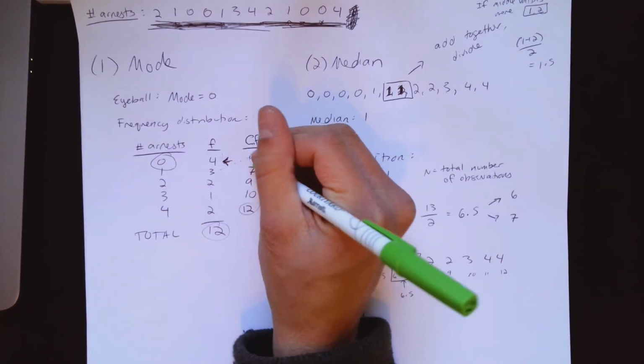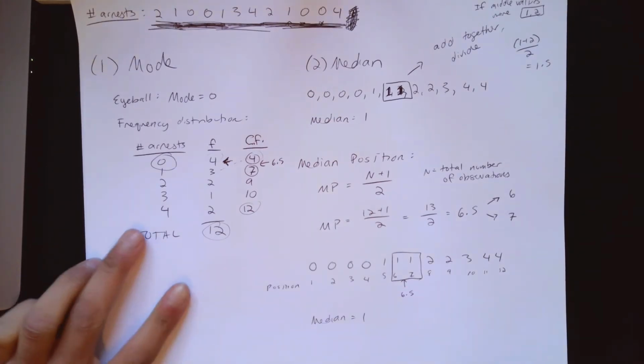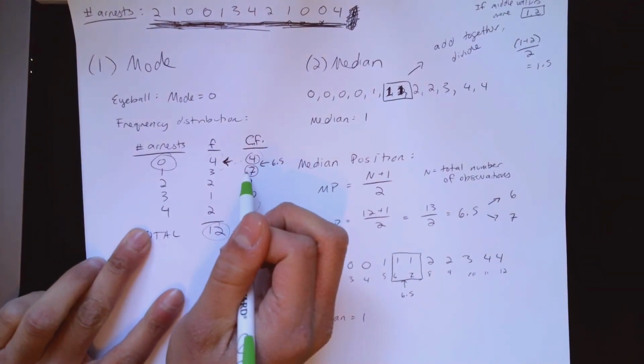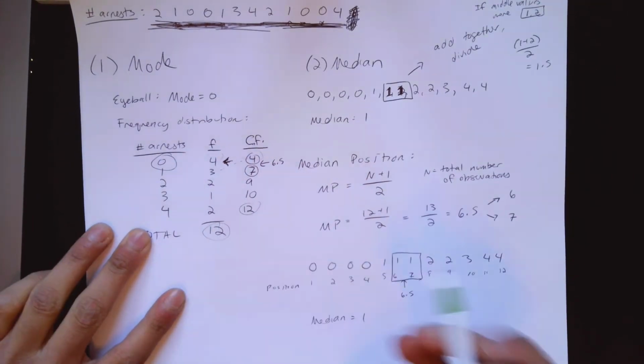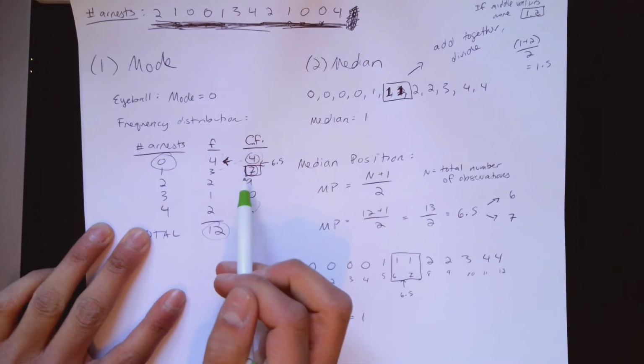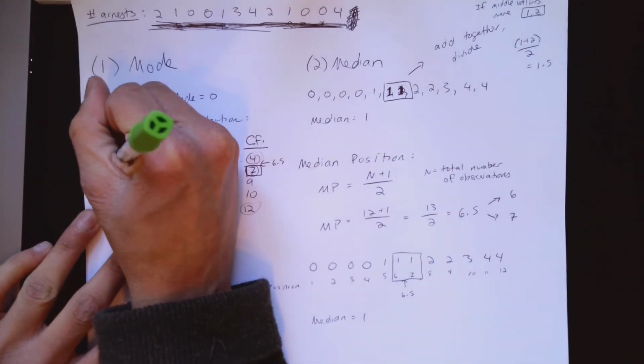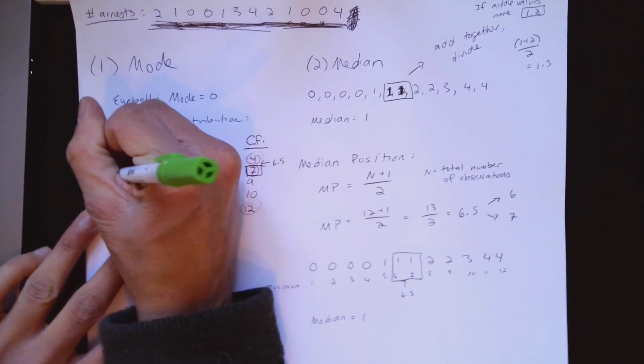When you do this, so you've got 4 here and 7 here, with very few exceptions, which we're not really going to go into, the larger value is going to give you your median. So the larger value here is 7, and 7 is the cumulative frequency for 1, which is our median. So this is our mode, and this is our median.